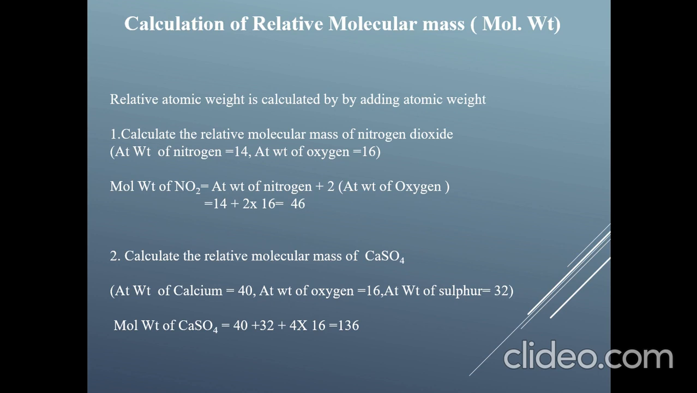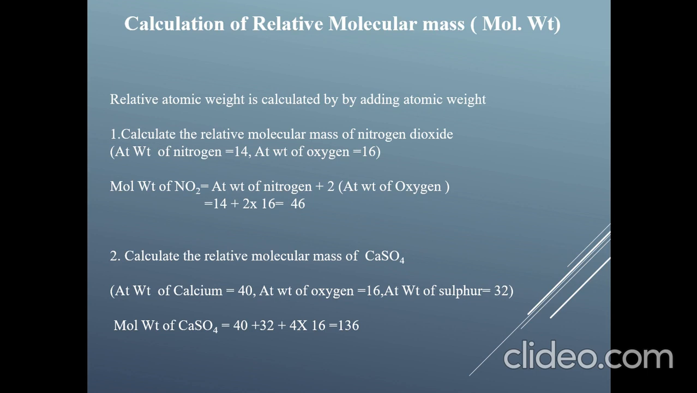Why 2 into atomic weight of oxygen? Because oxygen is taken twice over here, that is O2. So it will be weight of nitrogen 14 plus 2 into, what is the atomic weight of oxygen given? It is 16. So 14 plus 16 twos are 32. So it becomes 46. So molecular weight of nitrogen dioxide is 46.